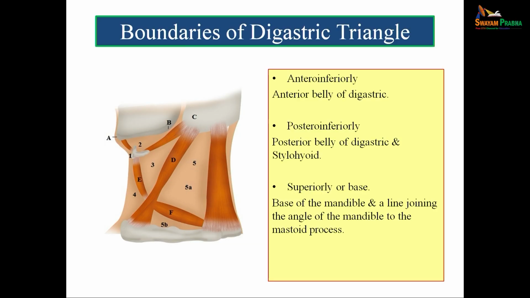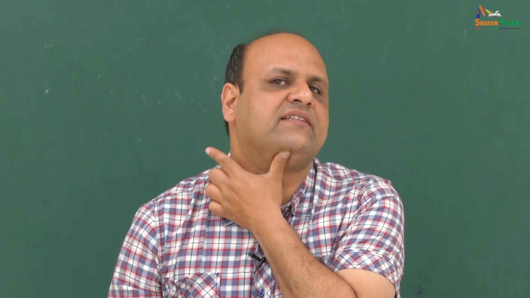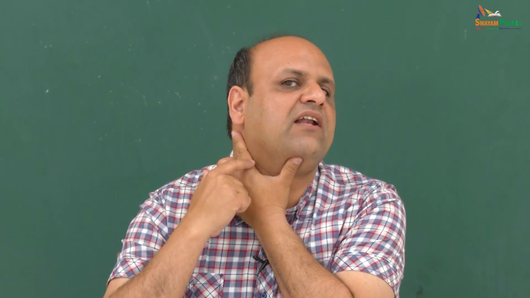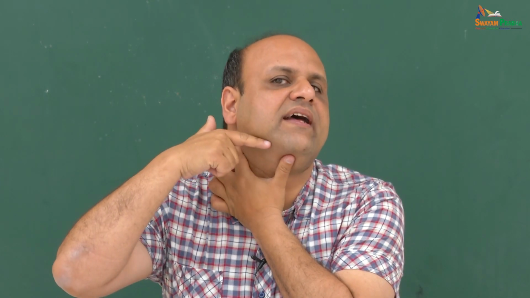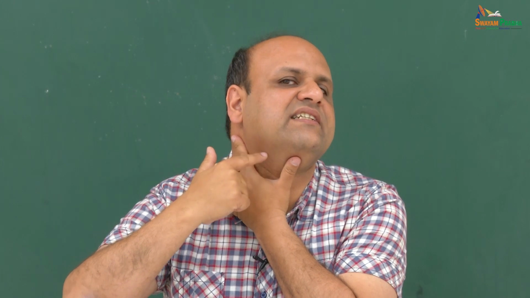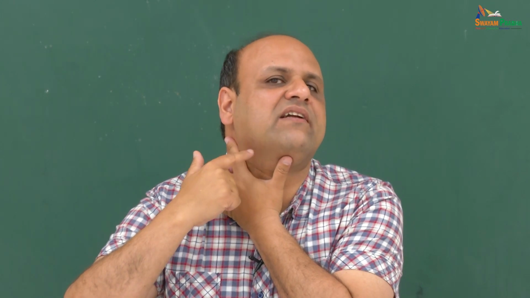Now, we come to the boundaries of the digastric triangle. As I mentioned earlier, antero-inferiorly is the anterior belly of digastric, postero-inferiorly is the posterior belly of digastric and stylohyoid, and the base is formed by the mandible and a line joining the angle of mandible to the mastoid process. So this is the region of my digastric triangle, which is marked by 2 in the figure.